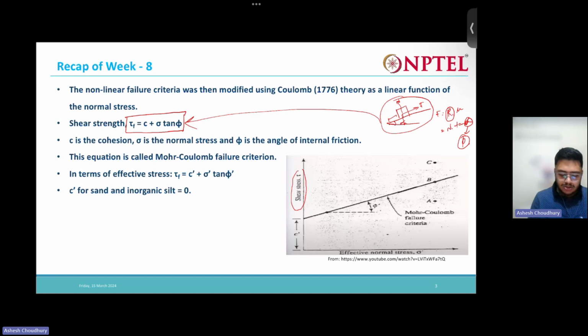Okay. So this Mohr-Coulomb failure criteria, if we plot here, along the y you are plotting the shear stress and along the x you are plotting the effective normal stress, right? So here you get a straight line, that is the Mohr-Coulomb failure envelope. It makes an intercept here, that will be called the cohesion, and the slope is nothing but the friction angle.